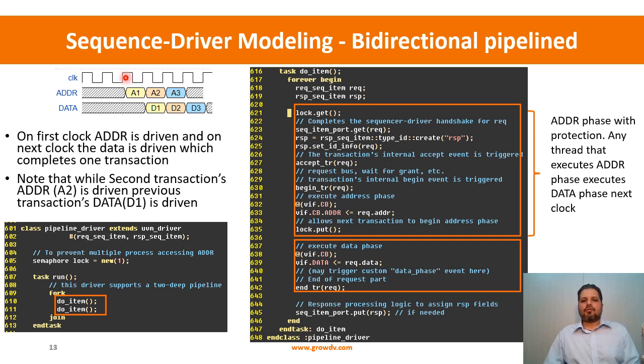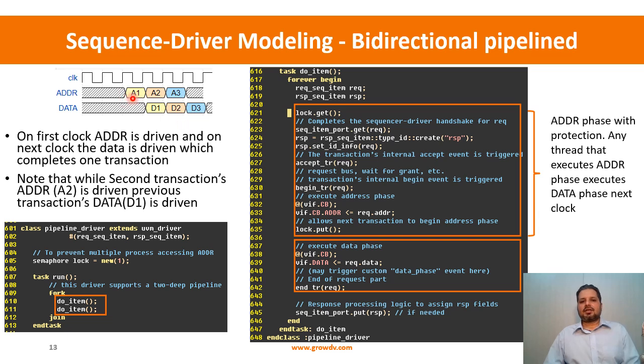So there are two separate buses, but on the way we need to drive, whenever we want to drive a request to the DUT, on the first clock we have to drive out the address, and on the second clock we need to drive out the corresponding data. But note that when the second transaction's address is being driven out, the previous transaction's data is driven. So on and so forth. That is the pipelining. Okay.